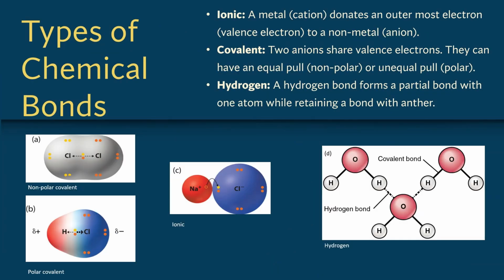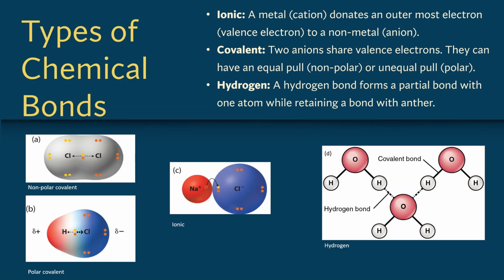Now let's talk about chemical bonds. Ionic bonds involve transferring electrons, like sodium and chloride forming table salt. Covalent bonds involve sharing electrons, like hydrogen and oxygen forming water. And hydrogen bonds, they're weaker, but they're very important. They give water its high surface tension and hold the two strands of DNA together.